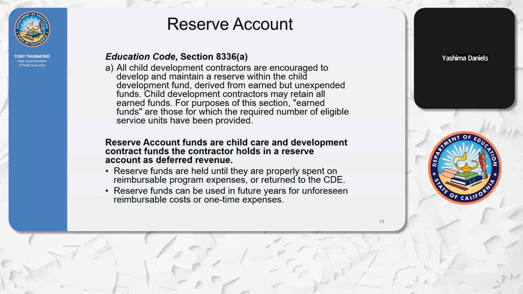So for example, if you had reserve funds, you could use these funds to update classroom furnishings, to purchase play centers, teaching materials, anything that is a reimbursable expense under the contract. These reserve funds can be used for unexpected expenses in a fiscal year, or it could be used to upgrade the program.